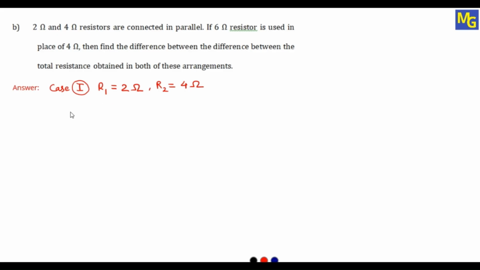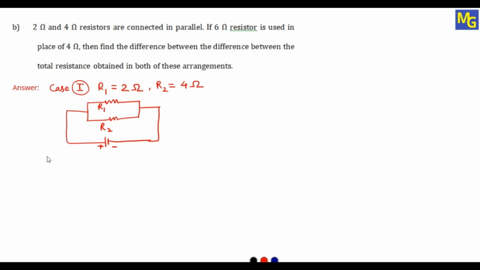So we will draw the diagram for this. Here I will take the first resistor, this is the second resistor. This connection, this pattern is called parallel. So this is R1 and this is R2, and this is connected to a battery. This is your battery, positive, negative, complete the circuit. So this is the diagram for this arrangement. And now we have to find out the total resistance.